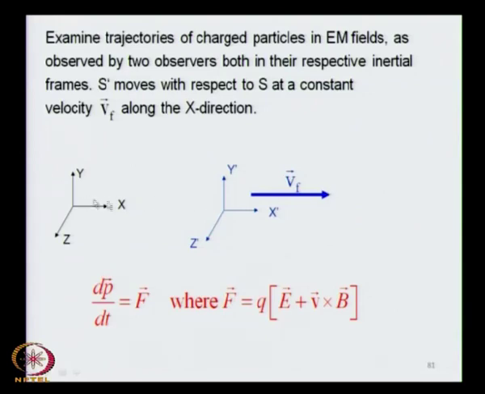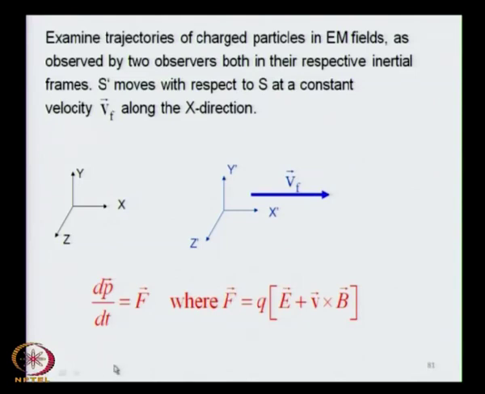I want to emphasize that this velocity is constant. So both our inertial frames are references, there are no pseudo forces involved, but what is electric field and magnetic field for one observer is not the same electromagnetic field for the other observer, and that is the new thing that we are going to learn.